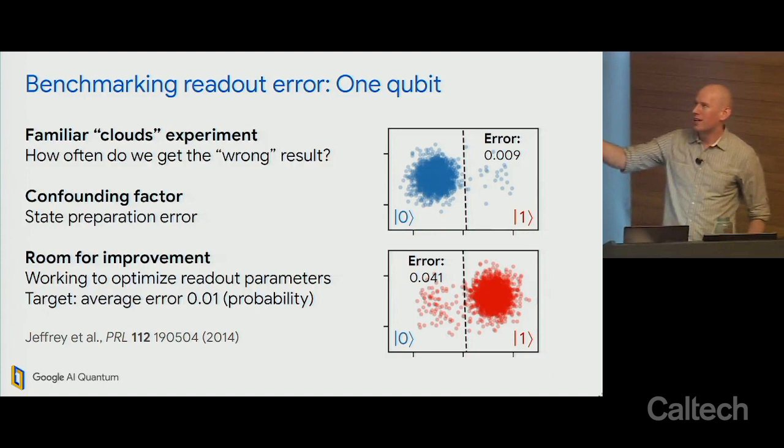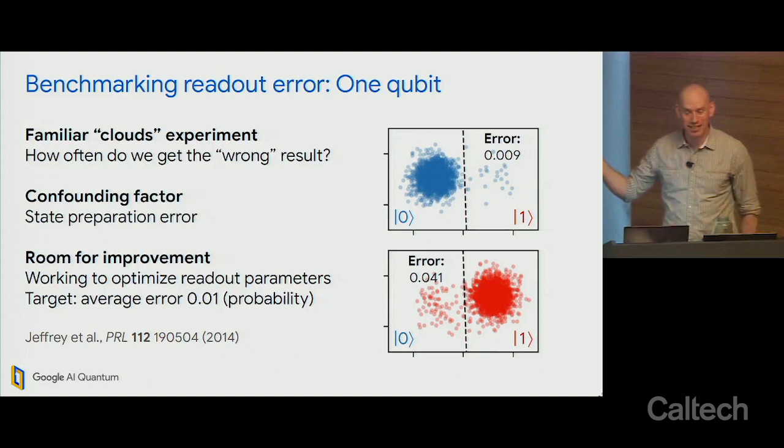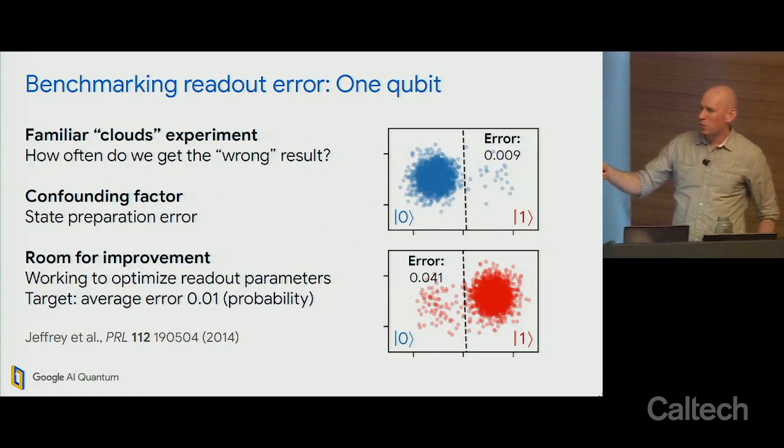We see that about 1% of the time, even though we prepared the zero state, we thought we had the one state. So that looks like an error. And for the one state here, we see about 4% of the time, we think we saw the zero state. So that's an error too. There's a reason that these two are asymmetric. That's because the qubit has a finite lifetime. And during the course of the measurement, it's natural for it to decay from the one state to the zero state, maybe a couple percent.